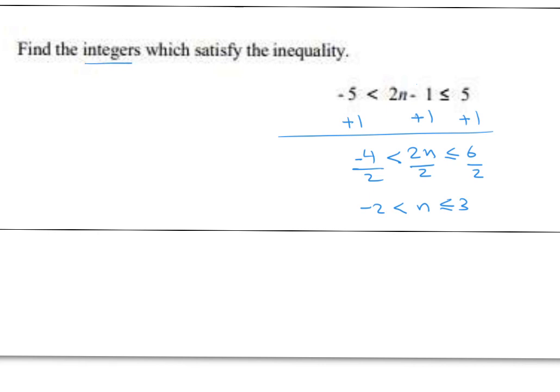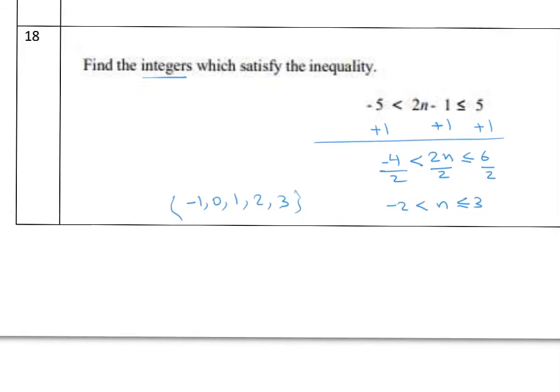I need the integers that satisfy the inequality. n more than negative 2, less than or equal to 3. What are the integers that satisfy this inequality? Negative 1, 0, 1, 2, 3. Yes. Okay, so this is the solution for this inequality, because now I talk about the integers only. Okay?